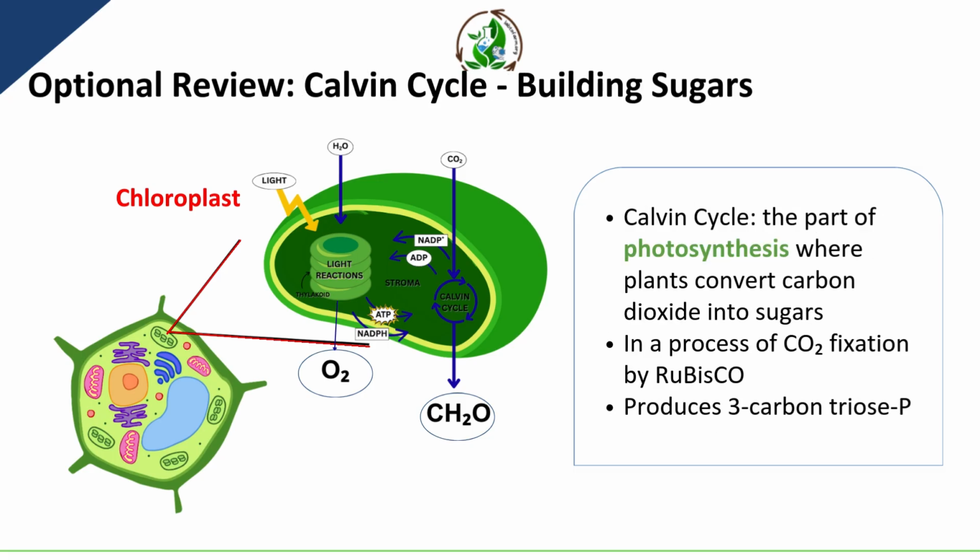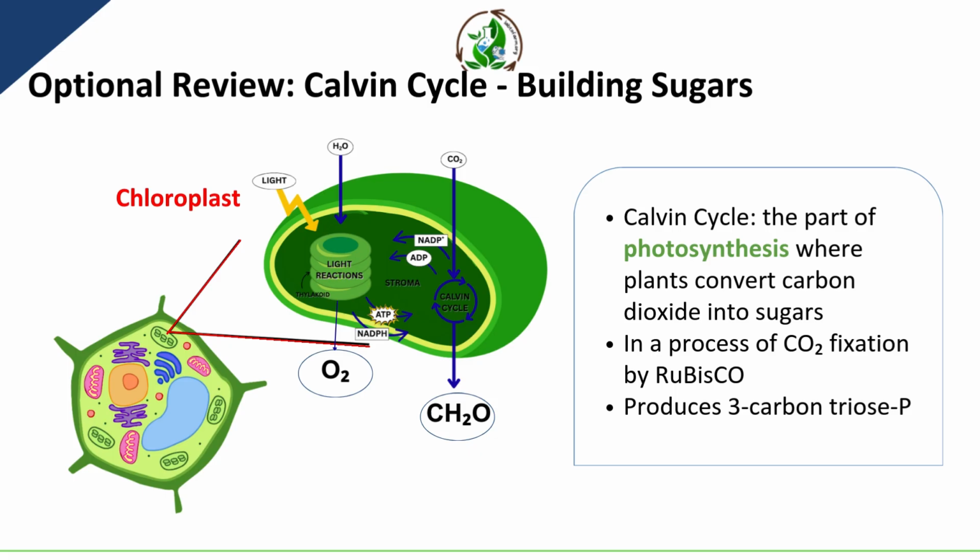Now that we've reviewed how plants capture light energy, let's look at how they turn that energy into food. Inside the chloroplast, plants run a process called the Calvin cycle. This is the stage of photosynthesis where carbon dioxide, or CO2 from the air, is fixed into sugars. Here's how it works. The enzyme rubisco pulls in CO2 and starts the process of carbon fixation. Step by step, the plant builds small 3-carbon molecules called triose P. From there, those molecules are rearranged and combined into glucose and other sugars, represented here as CH2O.